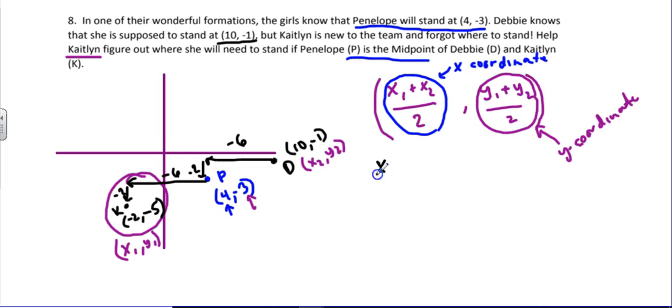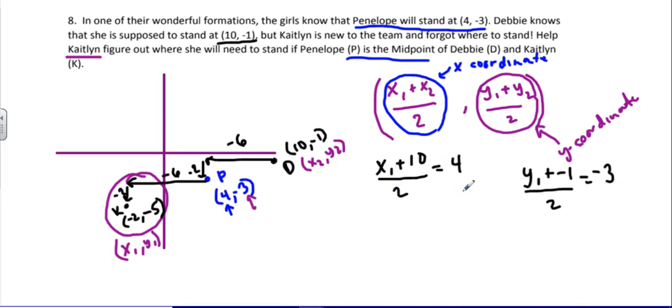So we don't know x sub 1. We do know x sub 2. And we do know that the x-coordinate for the midpoint is 4. Right? We do not know y sub 1, but we do know y sub 2 right here. And we do know that the y-coordinate of the midpoint is -3. Now we just need to solve these equations.